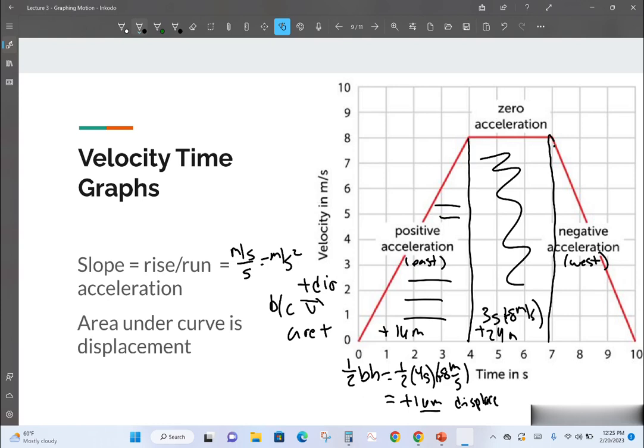The total displacement would be 16 plus 24, which would be 40 meters. The distance would also be 40 meters because they're traveling in the same direction, right? You just add those together.